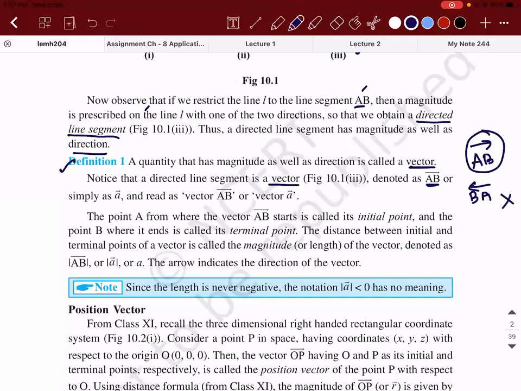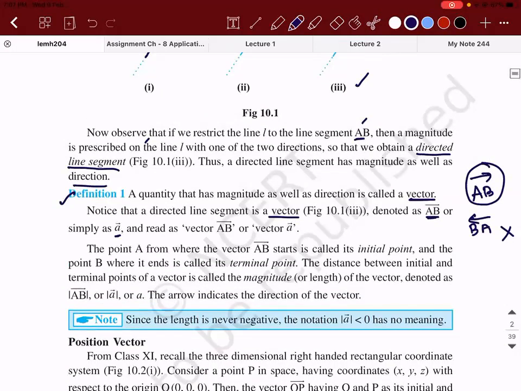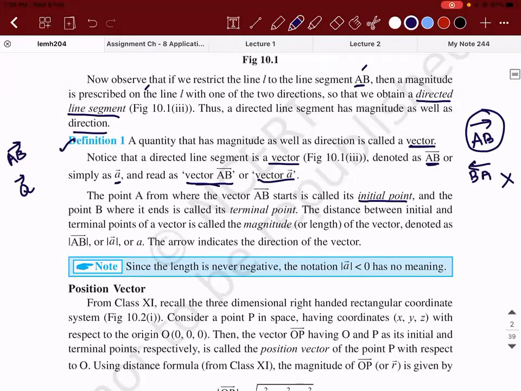You read it as AB vector or simply a vector. Generally when you write the line segment, the notation will have the letters in caps. But if you replace AB with another quantity, a single variable, then that single variable generally will be in lowercase. So AB vector is the same as a vector, which is read as vector AB or vector a bar. Now, the point A where the vector AB starts is called the initial point, and the point B where it ends is called the terminal point.